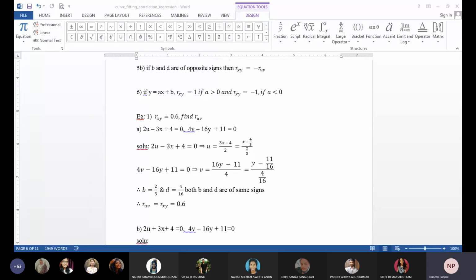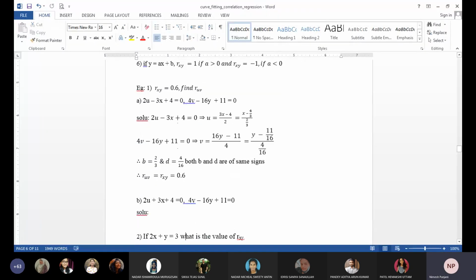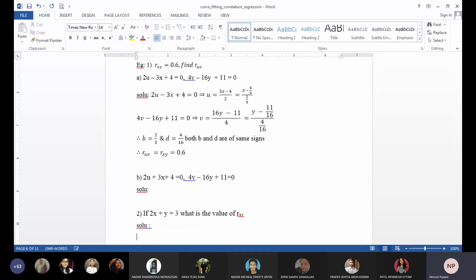Is this clear? Yes, sir. Okay. Solve part B as well as the second sum. You have to use the properties. Solve part 1B and the second sum.